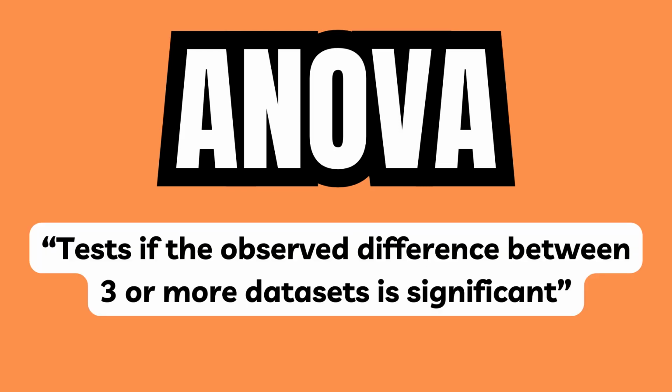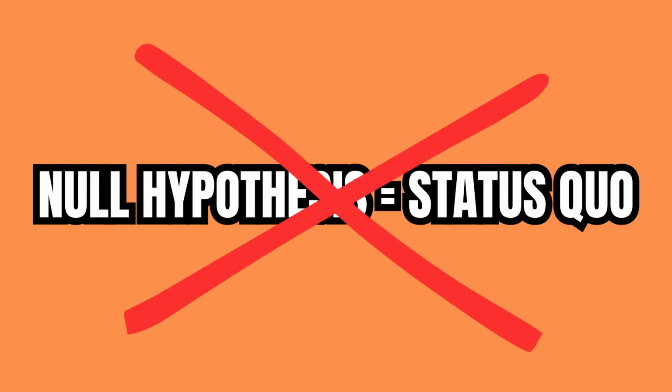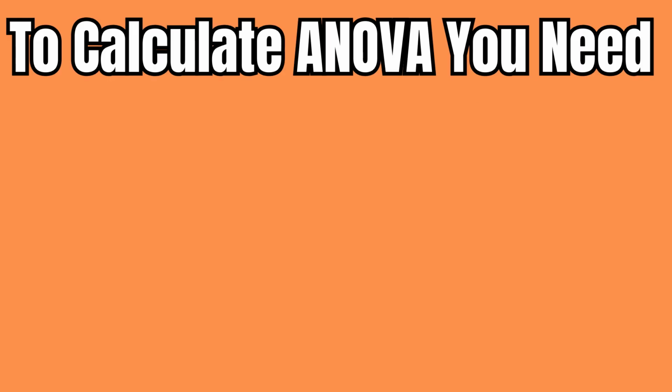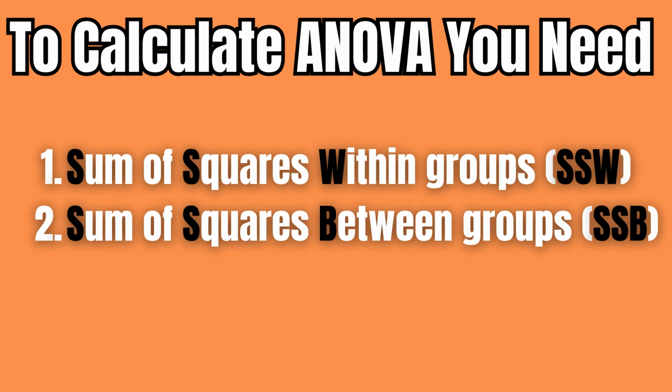ANOVA tests are used to check if results from experiments are significant or not, or in other words, whether the null hypothesis can be rejected or not. To calculate ANOVA, you need two things: number one, sum of squares within groups, or SSW, and its degree of freedom, and number two, sum of squares between groups, or SSB, and its degree of freedom.